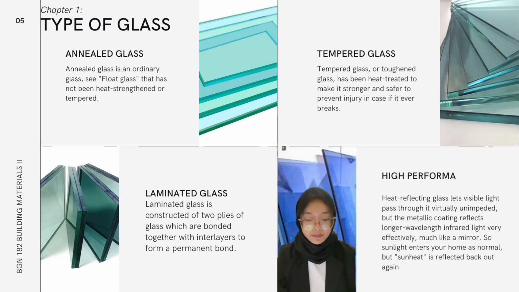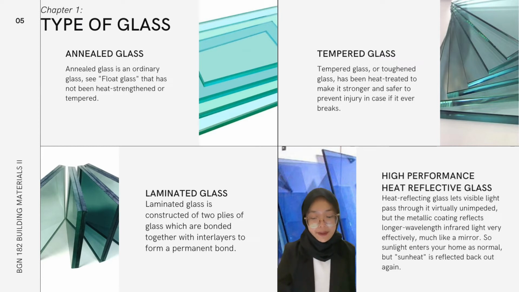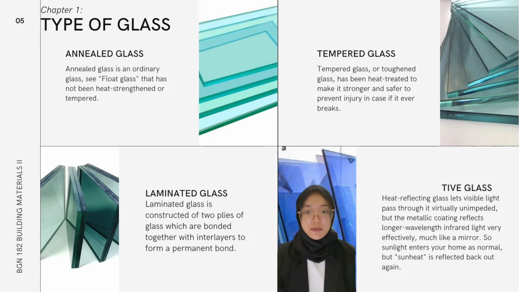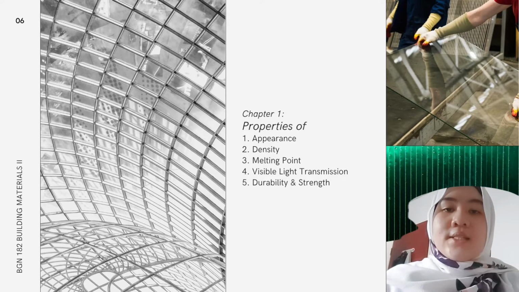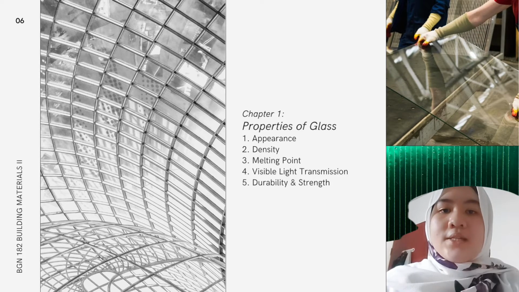Last but not least, high performance heat reflecting glass is available in a variety of captivating colors to go with the architect's concepts. It goes nicely with metal, concrete, tiles, granite, and other building elements and is appropriate for glass curtain walls. Properties of glass: appearance, transparent, colorless, translucent, and opaque.